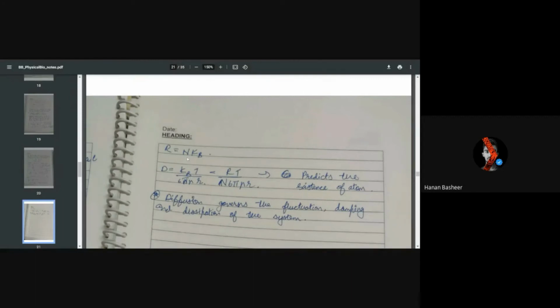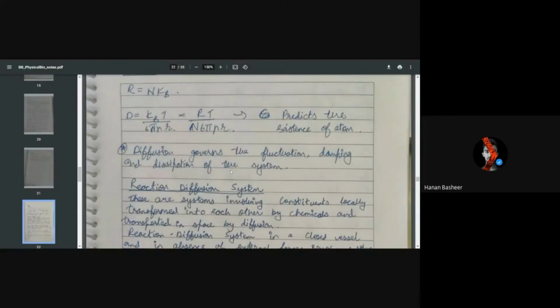Then r equal to nkb and d equal to kbT upon 6 pi eta r. And when we input this, we get an equation which predicts the existence of an atom. Then diffusion governs the fluctuation, damping, and dissipation of the system.